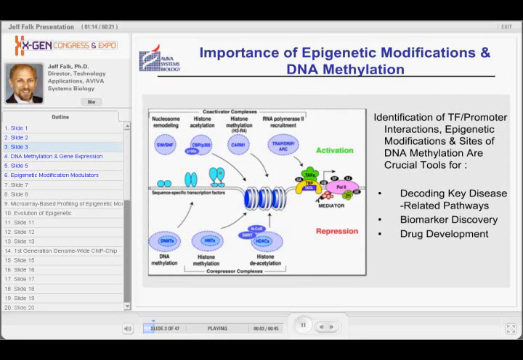I think everybody knows that identifying promoter interactions and epigenetic modifications, sites of methylation, really are crucial tools that have come out recently for looking at and decoding key disease pathways, doing biomarker discovery, and drug development. It's really a booming field, and it's centering upon looking at DNA methylation in the promoter and upstream regions, as well as looking at histone modifications involving histone methylation and histone deacetylation in terms of modifying histones, changing the chromatin structure, and affecting gene expression.